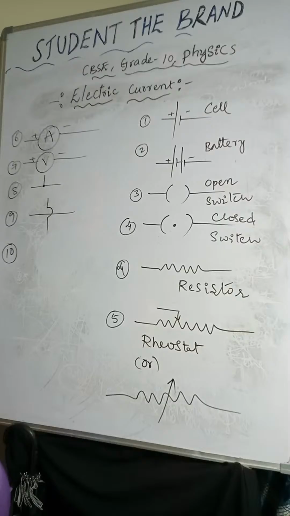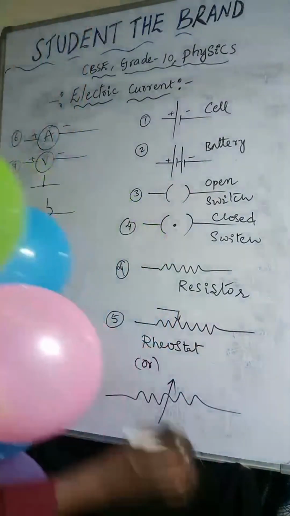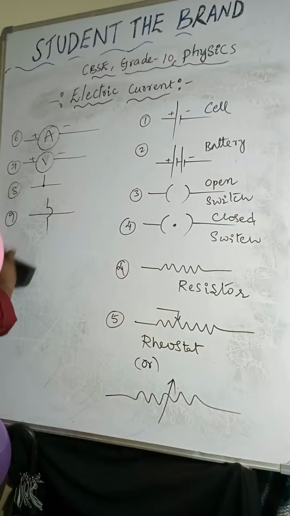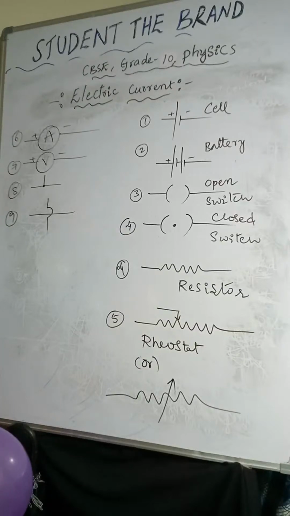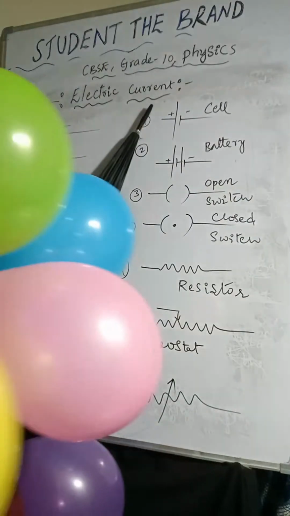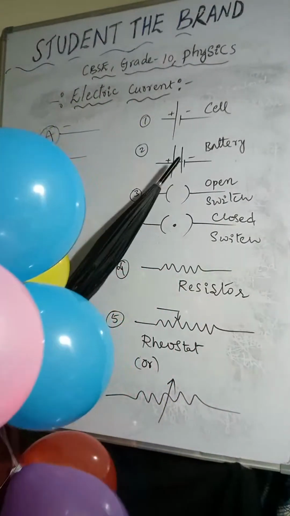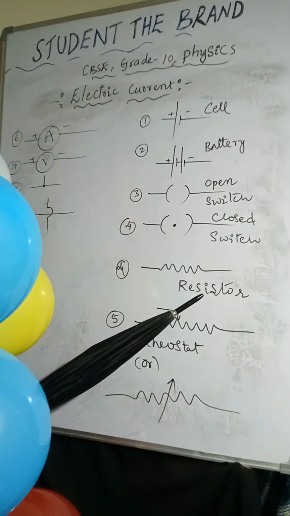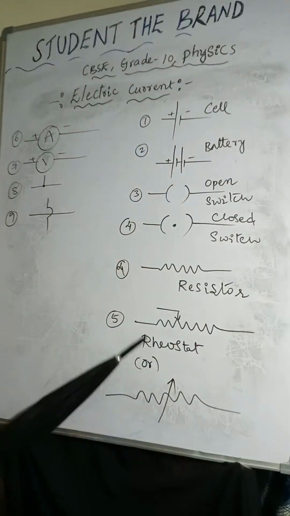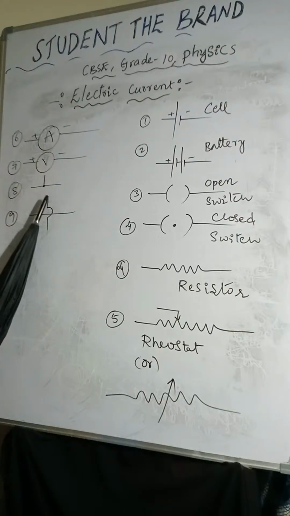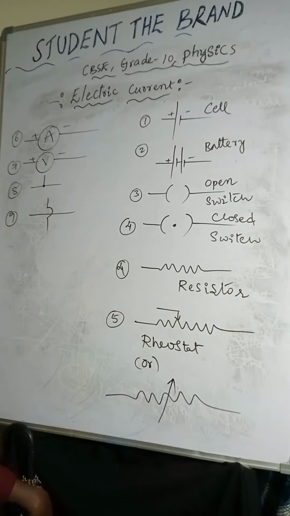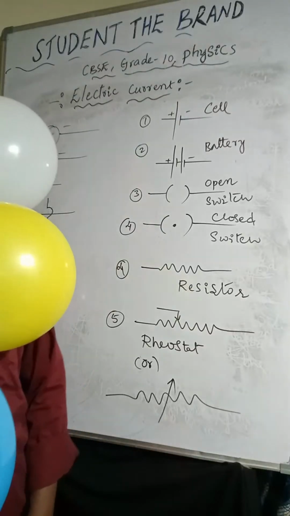Okay, so voltmeter, ammeter, that's enough. I hope it is very clear. Check once: these are the electrical elements. So you can check cell, battery, open switch, closed switch, resistor, rheostat. Rheostat we can draw in two ways. Ammeter, voltmeter, wire joining, wire crossing. Okay, so these are electrical elements.